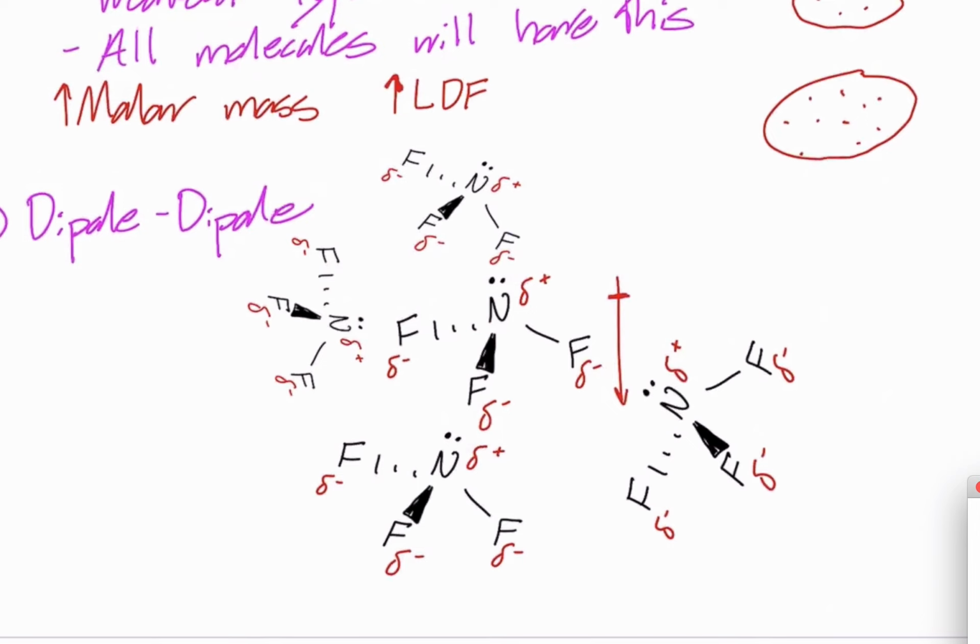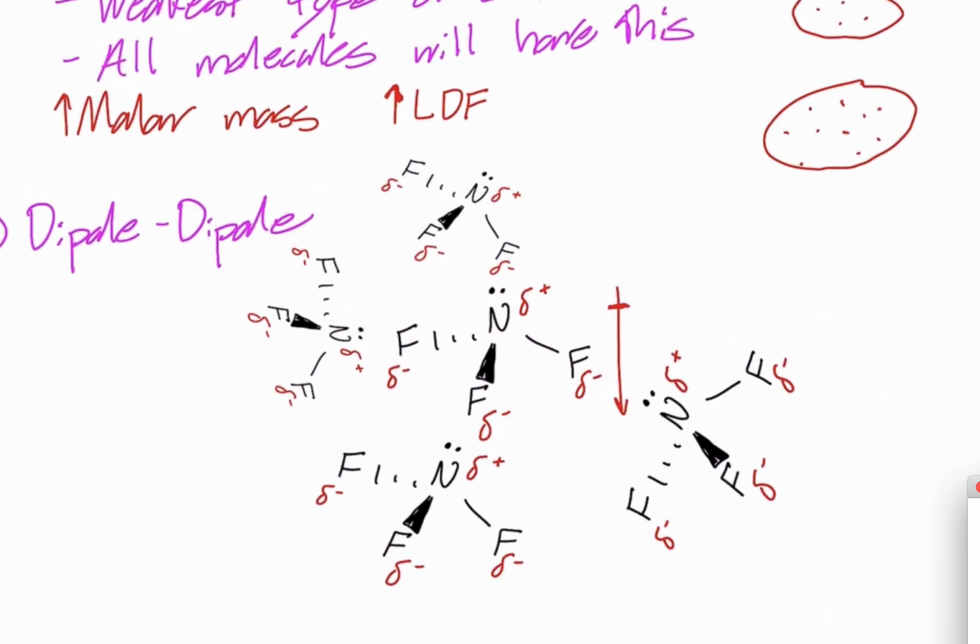So the partial positive on one molecule is going to be attracted to the partial negative on another molecule. So partial positive on one molecule is attracted to the partial negative on another molecule.